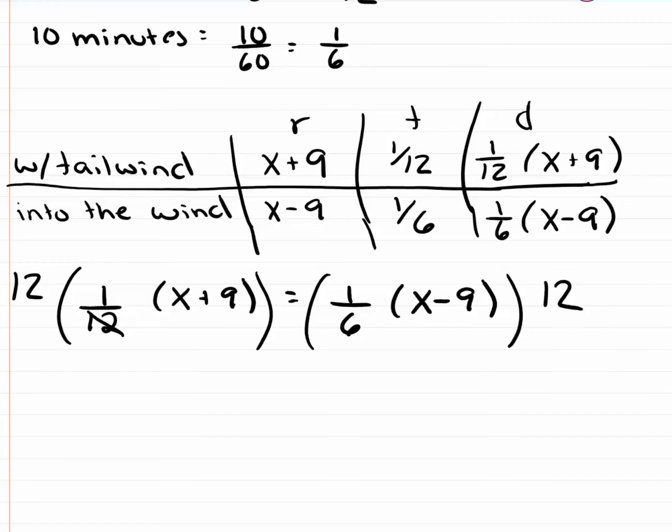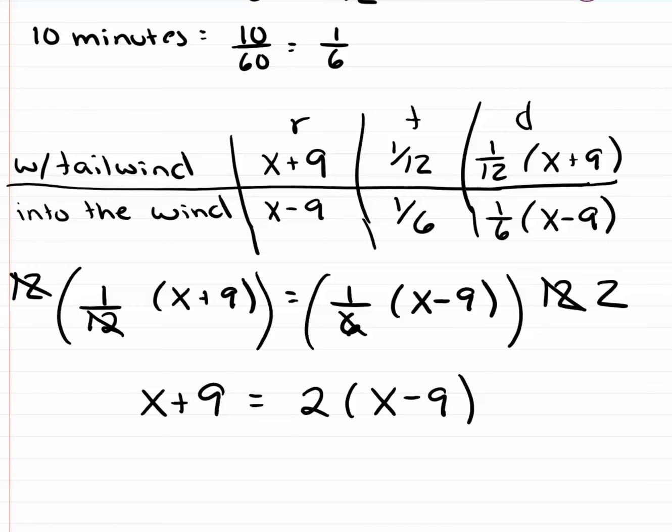When I do this, these 12s cancel out, so I'm left with x plus 9. When I multiply this side by 12, I see that 6 goes into 12 2 times, so I'm left on this side with 2 times x minus 9. At this point, I'm going to distribute the 2 so I can drop my parentheses. This gives me x plus 9 is equal to 2x minus 18.